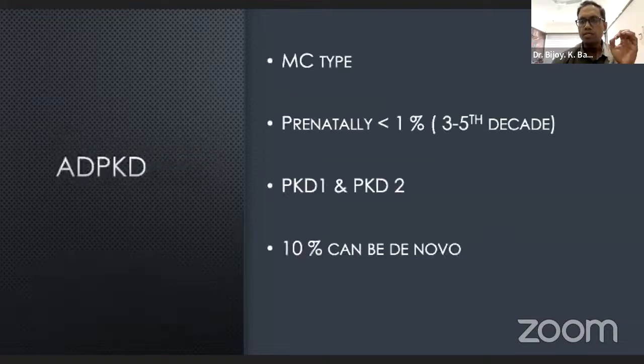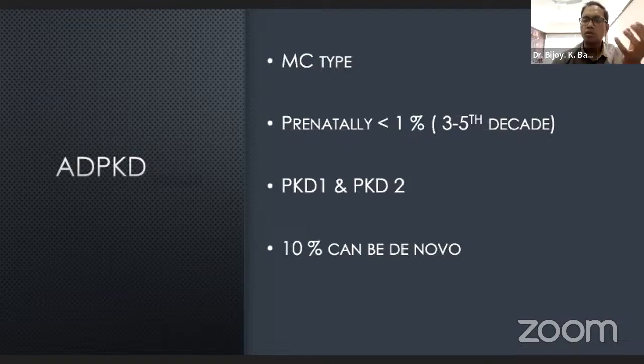The next kidney disease is autosomal dominant polycystic kidney disease. Now, because it is autosomal dominant, you need just one mutation to be present on the PKD1 or PKD2 gene. And most of the times, this is a late onset disorder, which means that the kidneys may be perfectly normal during pregnancy and childhood and become abnormal during the third or the fifth decade of life. Less than 1% of them are going to be detected prenatally, and 10% of them could be de novo.